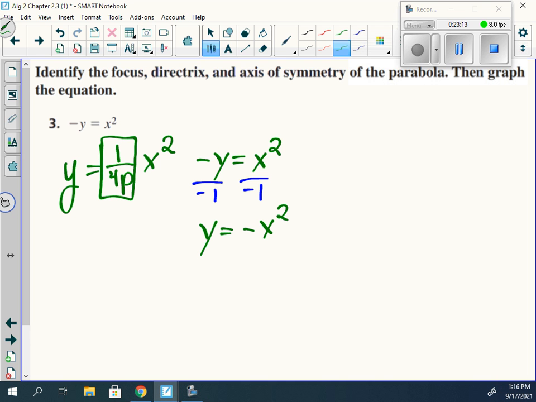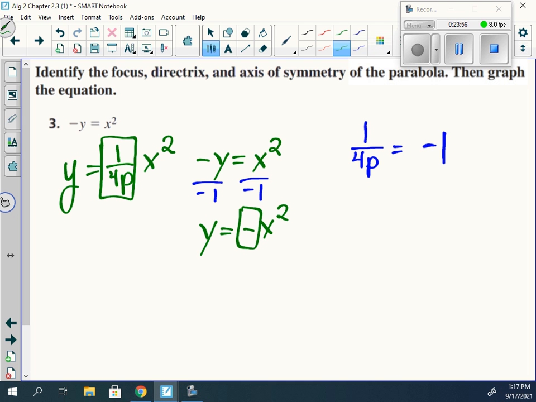What matches up with our 1 over 4p? Because what's being multiplied by x squared? Negative 1, yes? So what is taking the place of 1 over 4p? Negative 1. So we can still find it. So 1 over 4p is going to equal negative 1. Even if that sign wasn't there, we could still do it. Because if it just said y equals x squared, the number that 1 over 4p would match up with would be 1.